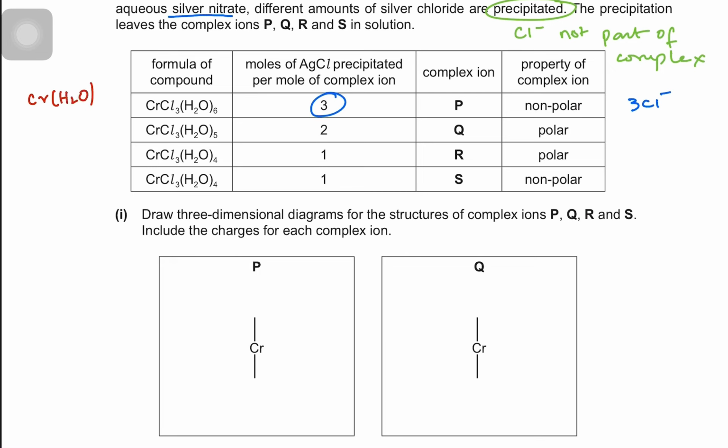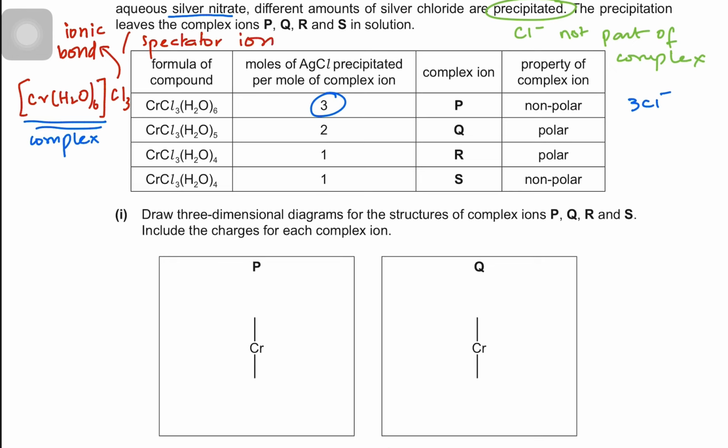It means the formula of the complex is 6 water ligands, and all three chlorides are not part of the complex, they are outside the complex. So the complex has water ligands, but the three chlorides are in ionic bonding, they are just spectator ions.